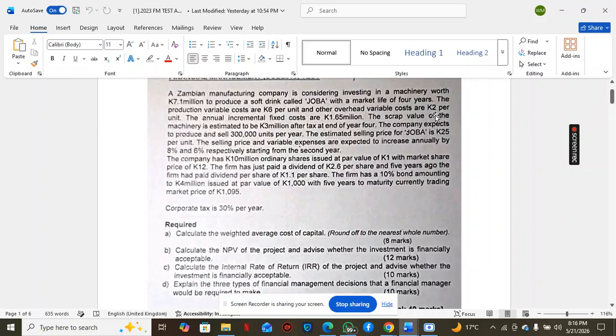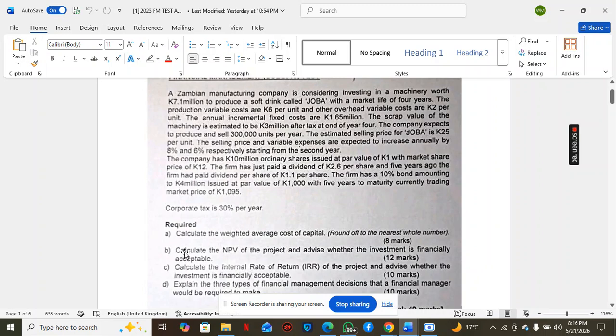The total scrap value of the machinery is estimated to be 3 million after tax at the end of the year. The company expects to produce 300,000 units per year. The estimated selling price of JOBA is 25 kwacha per unit. The selling price and the variable expenses are expected to increase annually by 8% and 6%, respectively, starting from the second year. Okay. So, colleagues, here we're dealing with part B of this question.